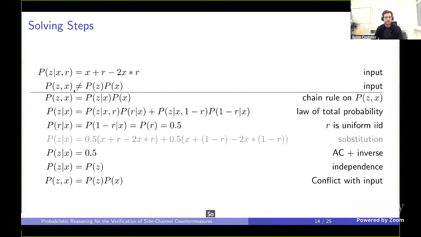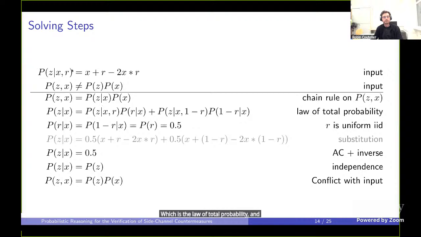So as part of our egraph, we have this term, P of ZX, and we can apply some custom rewrite rule, which is the chain rule on P of ZX, which gives us P of Z given X, P of X. Okay. Now we have this term, P of Z given X, and we can apply a new rule, which is the law of total probability.